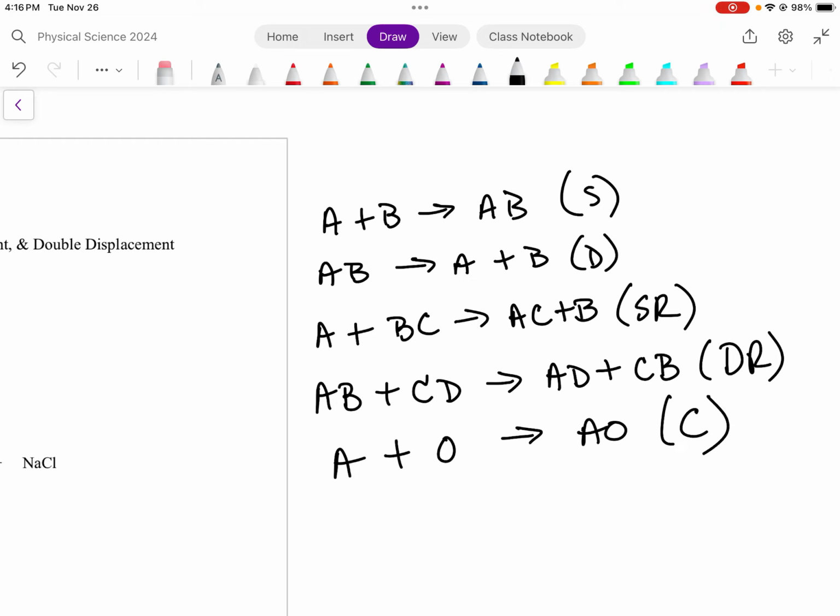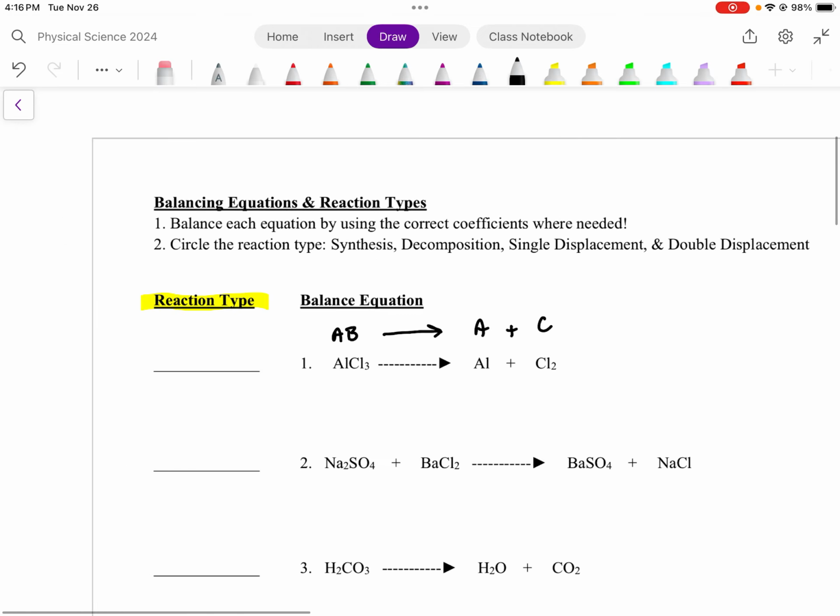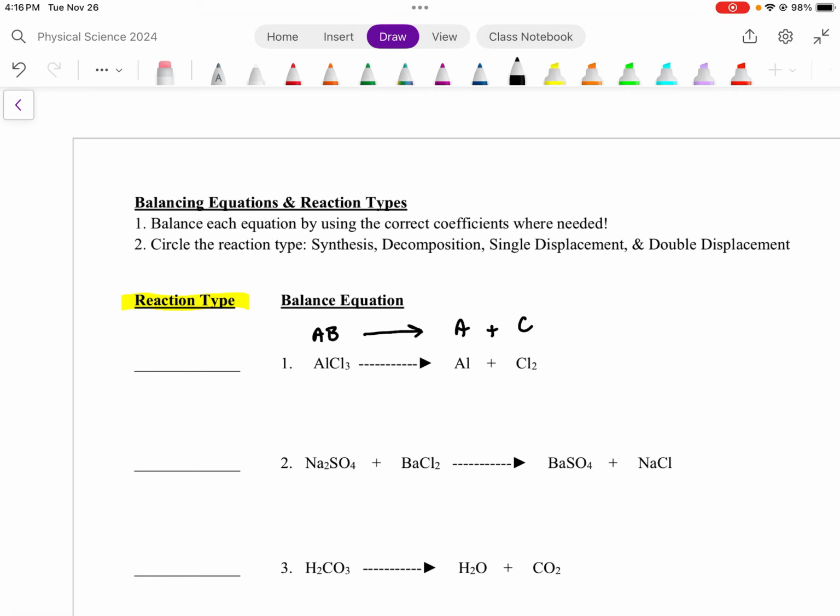So there's the 5 types. You can sure take a screenshot of that, save that if you want, or write it off to the side. Sometimes writing it, that repetition can be helpful. And so here, this one looks most like a decomposition, so I'll put the D there.